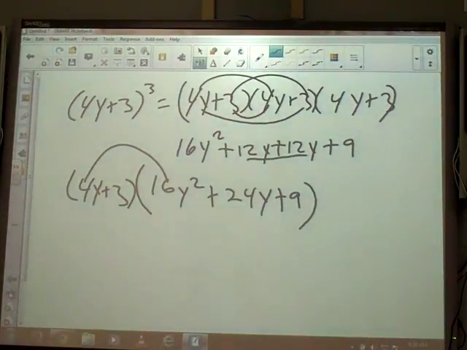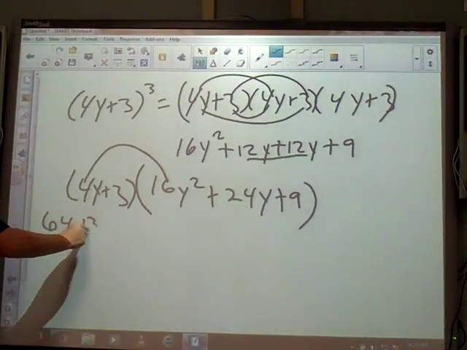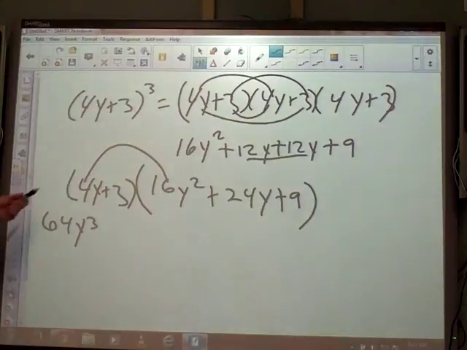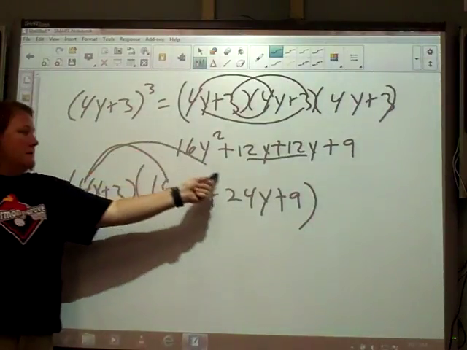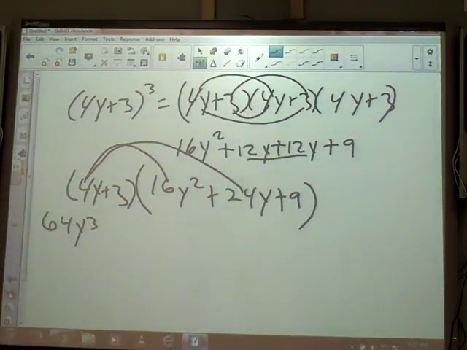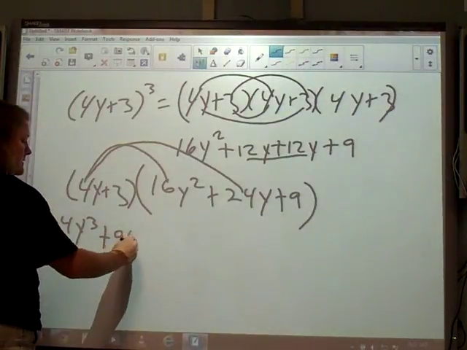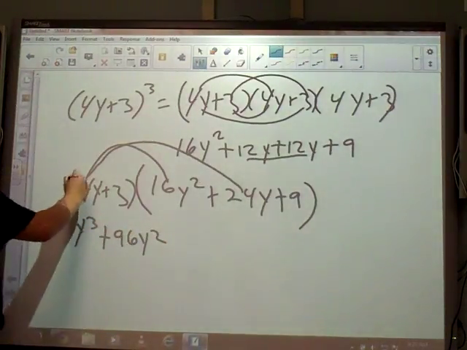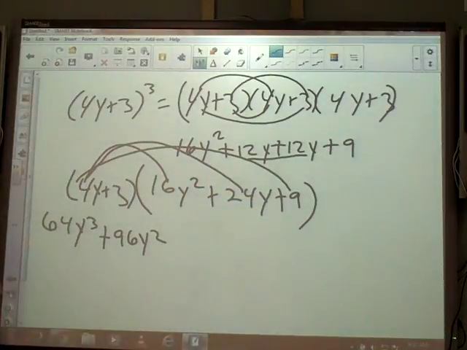4y times 16y squared is 64y cubed. Good. Then 4y times 24y is 96y squared, because you've got a 1 above each of them. 4y times 9 is 36y.